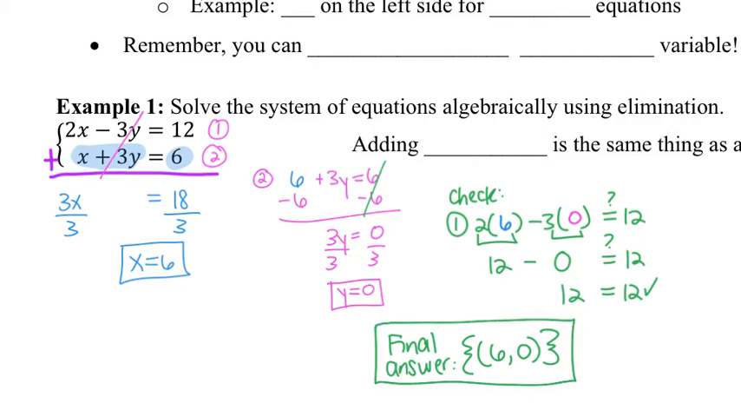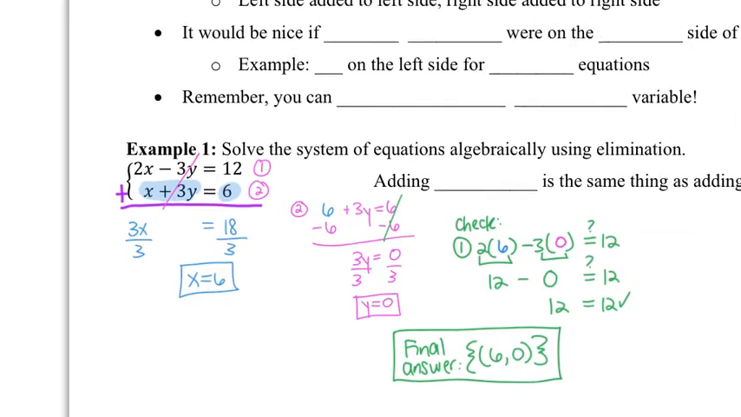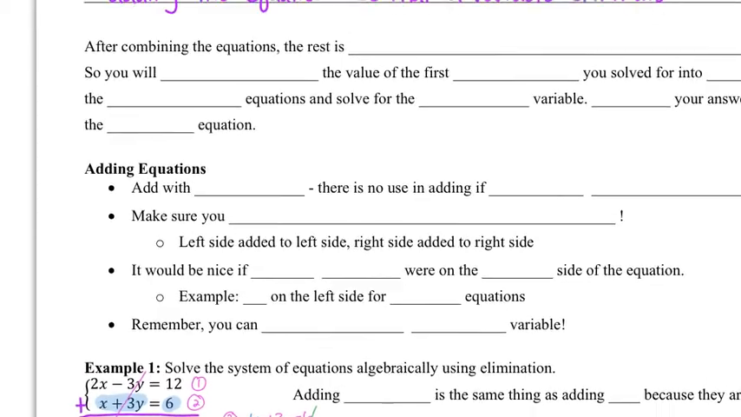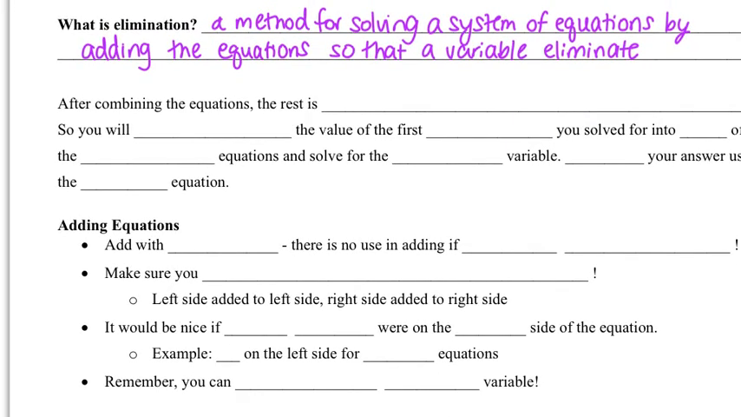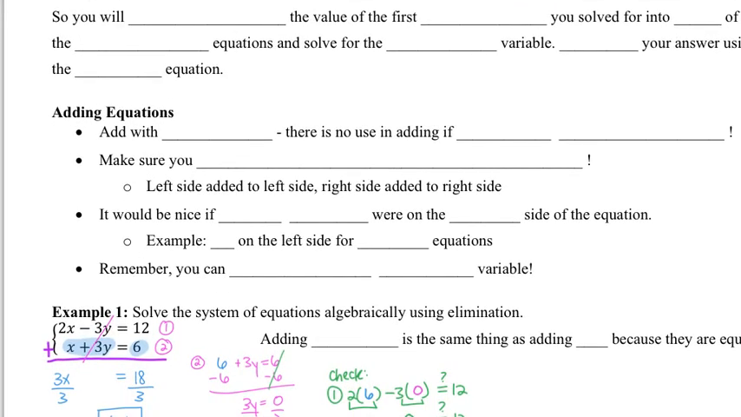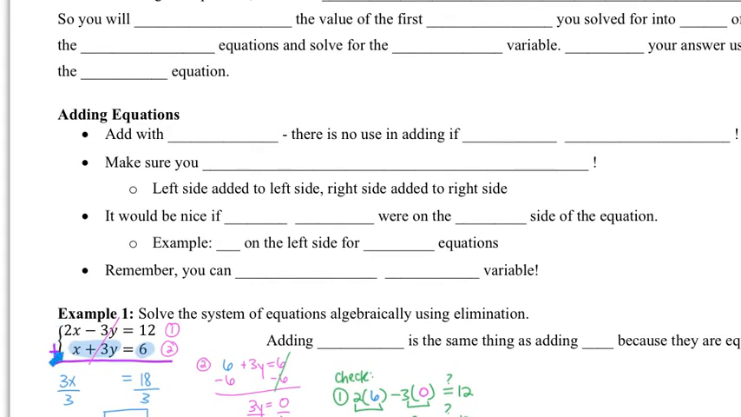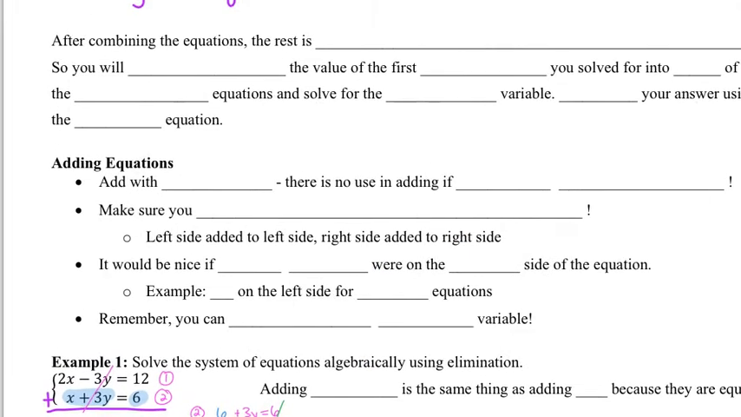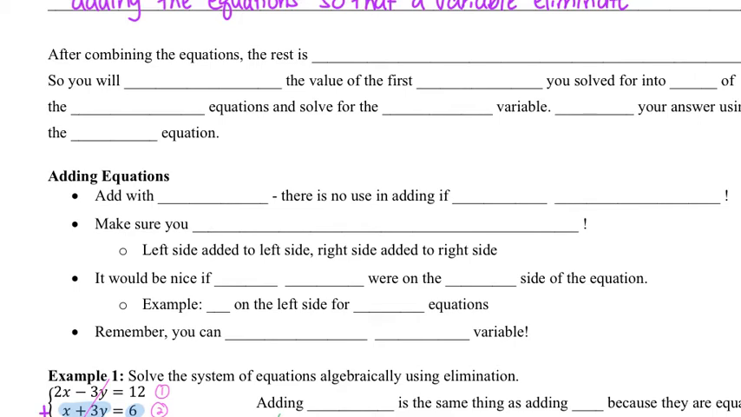All right, so let's go back at the top and let's fill in some notes on how we did that. Once we added those equations together, that eliminated a variable. After that was us combining the equations. So right here it says after combining the equations, the rest is the same as solving using substitution.